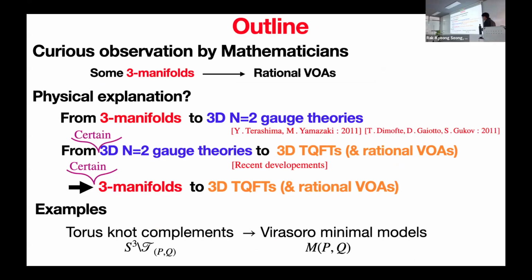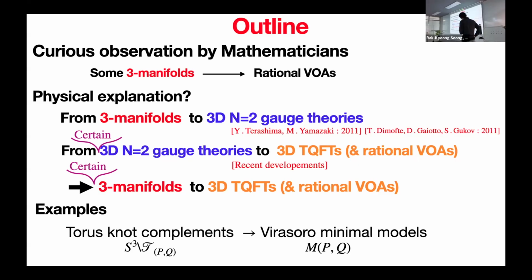So here is the outline of my talk. I just explained this curious observation by mathematicians. Basically, with some nice choice of 3-manifold, we can get a rational VOA. In this talk, I'm trying to convince you that this map is very natural in terms of physics, because there is a very well-known map from the 3-manifold to a 3D N=2 theory, which is called the 3D-3D correspondence, developed by these people.